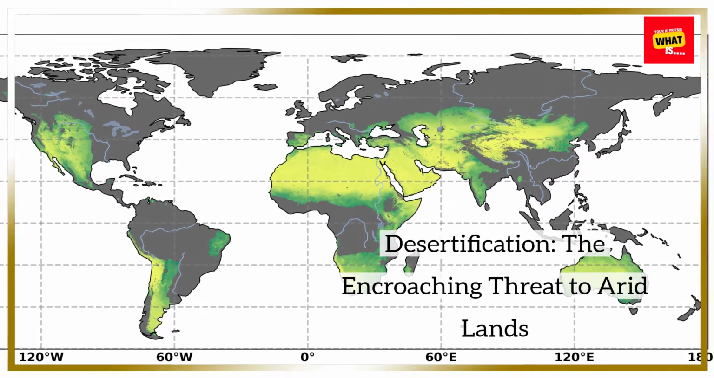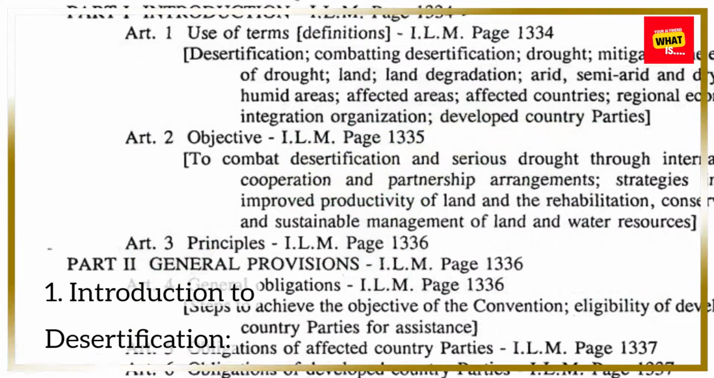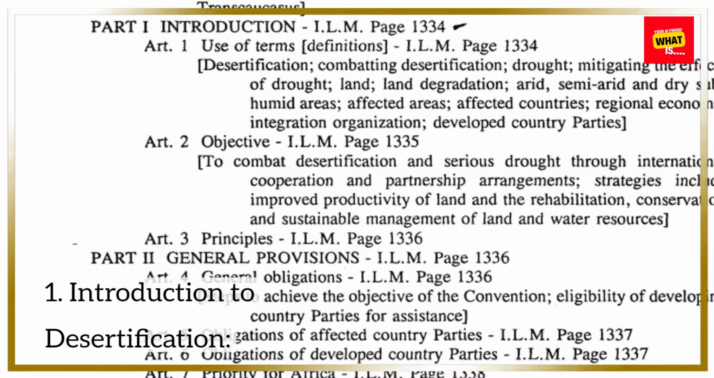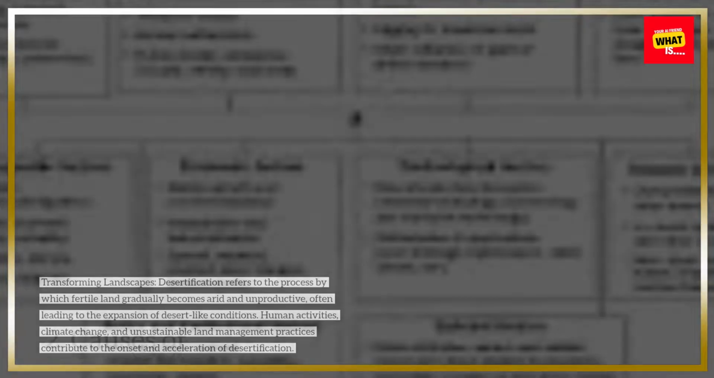Desertification. The encroaching threat to arid lands. 1. Introduction to desertification. Transforming landscapes. Desertification refers to the process by which fertile land gradually becomes arid and unproductive, often leading to the expansion of desert-like conditions. Human activities, climate change, and unsustainable land management practices contribute to the onset and acceleration of desertification.